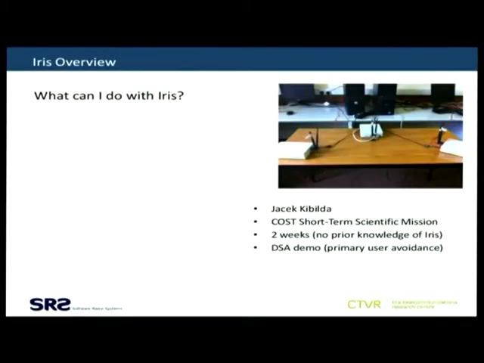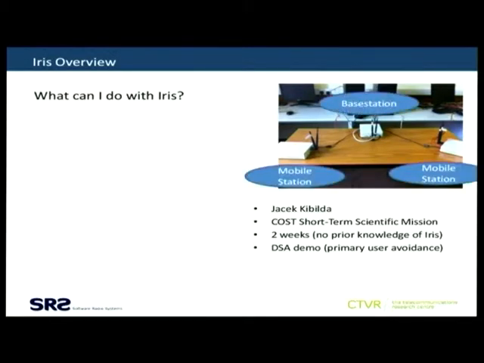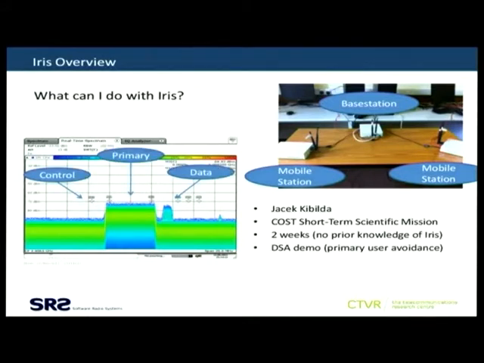A good example of what you can do with Iris was Jose Cabilda, who came to us on a 2-week short-term scientific mission. He had no prior knowledge of Iris, and he very quickly put together quite a nice dynamic spectrum access demonstration system. He had a base station and a couple of mobile stations, and he quite simply was avoiding a primary user, using a control channel to manage the data channel. There's more information about this at that link.